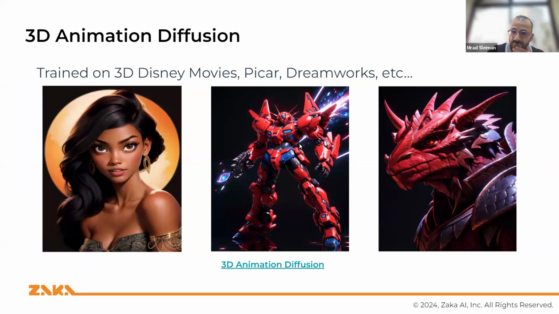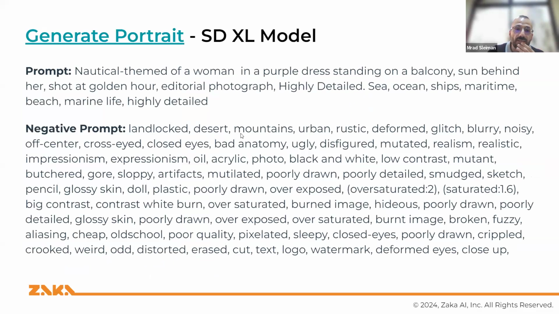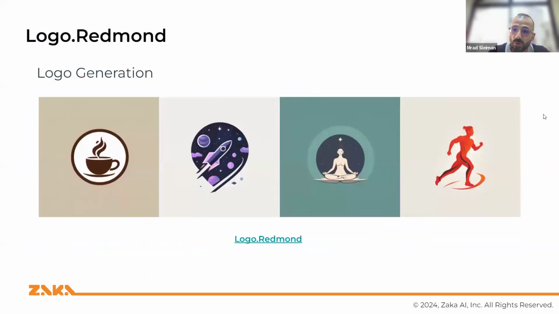This is something that we did, 3D animation. And here, I'm gonna use this later on. For example, I can use Civitai to generate this prompt: nautical themed of a woman in a purple dress on a balcony, sun behind, etc. And we also added a negative prompt. Let me show you this in a while. And here, the logo generation, Ahmed, as I told you, I'm gonna use the logo.redmond model in order to do this. Okay, I'm gonna show it to you.